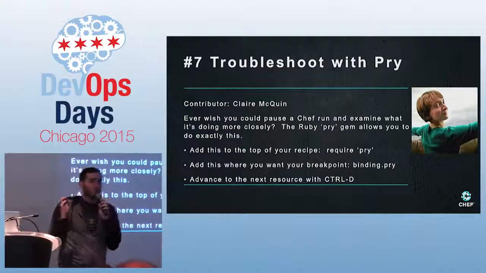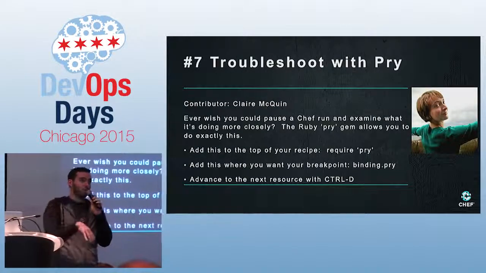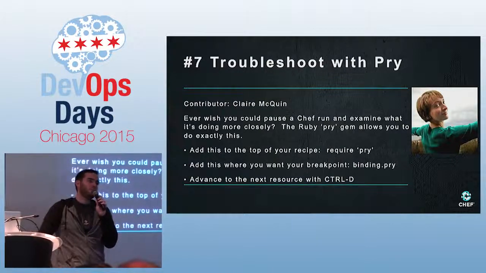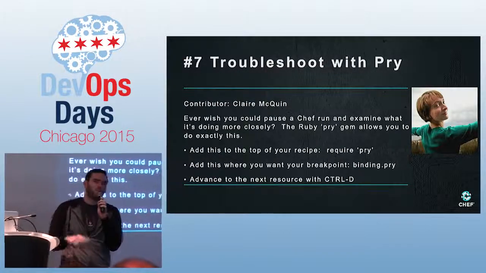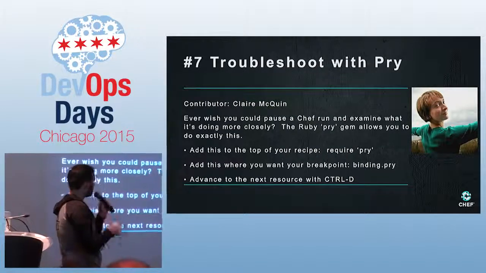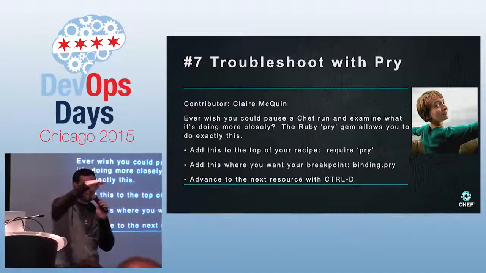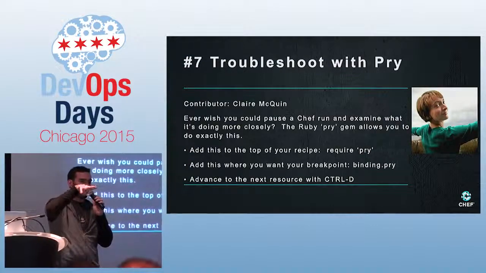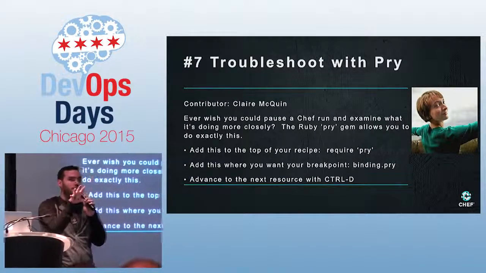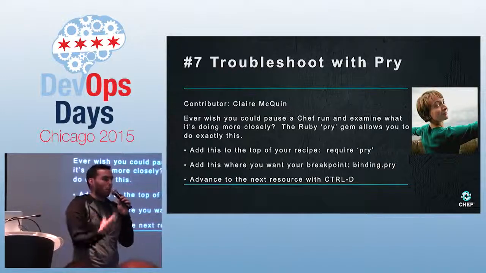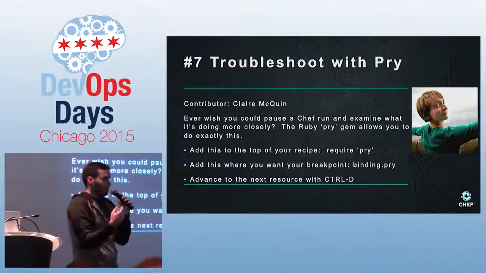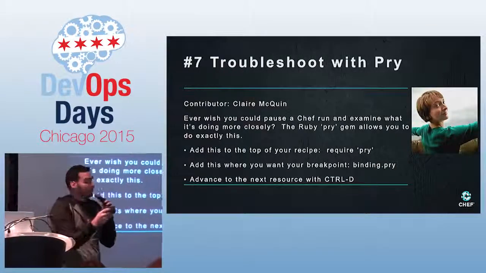Troubleshooting with pry. So if you've ever seen an output of a Chef run and you're like, that's interesting, why did it do that? I've never seen it do that before. You can use pry, which is a Ruby gem that allows you to essentially stop a Chef run in the middle of it, and you can look around and run Ruby commands to actually figure out why it's all of a sudden executing Java code or something.